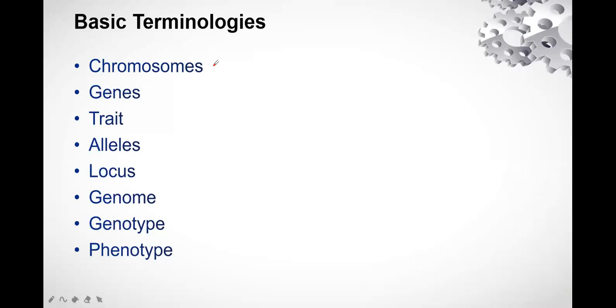Now the basic terminologies we use are firstly the chromosomes, genes. All these particular terminologies are used in biology, right? So we are going to use them in the genetic algorithm also, but in an artificial form. So chromosomes, genes, trait, alleles, locus, genome, genotype, and phenotype. We are going to see what these are.